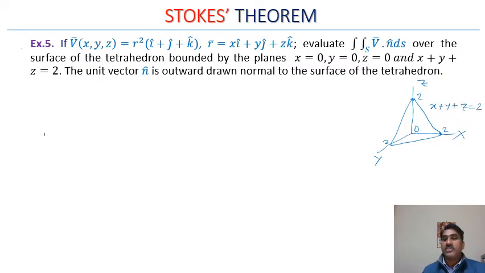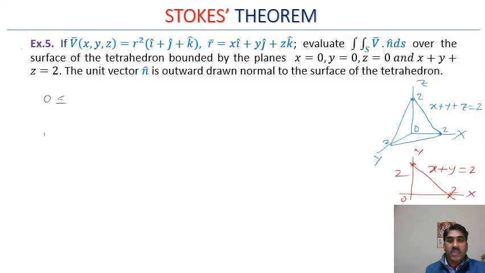So we first need to put the limit of x, then we will put the limit of y, and then the limit of z. For the limit of x, just take the 2D diagram. This is the x-axis, this is the y-axis, and this is 2, this is 2. So the equation of this slant line is x plus y is equal to 2. This is the origin. So you can easily see that the limit of x varies from 0 to 2.